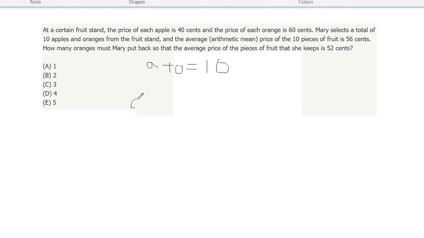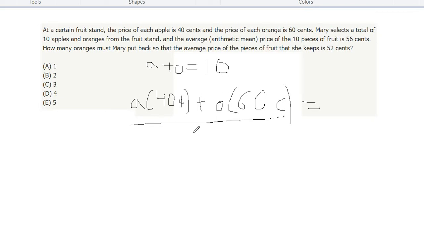So it's basically saying A times 40 cents plus O, orange, times 60 cents is equal to, well, technically what you're doing is you're taking this total here, dividing it by 10, and then getting 56. So you could just multiply both sides by 10 and move this here, right? So let's do that. Let's get rid of this here.